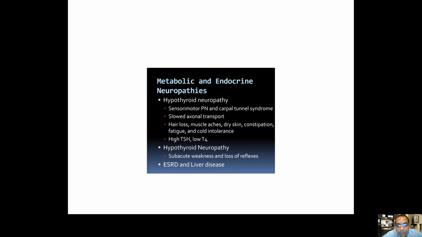In end-stage renal disease and liver disease as well, you will find neuropathy, but it's controversial whether in end-stage renal disease the neuropathy is caused by the uremic toxins themselves, or by the original disorders that cause the end-stage renal disease, like diabetes and so on.